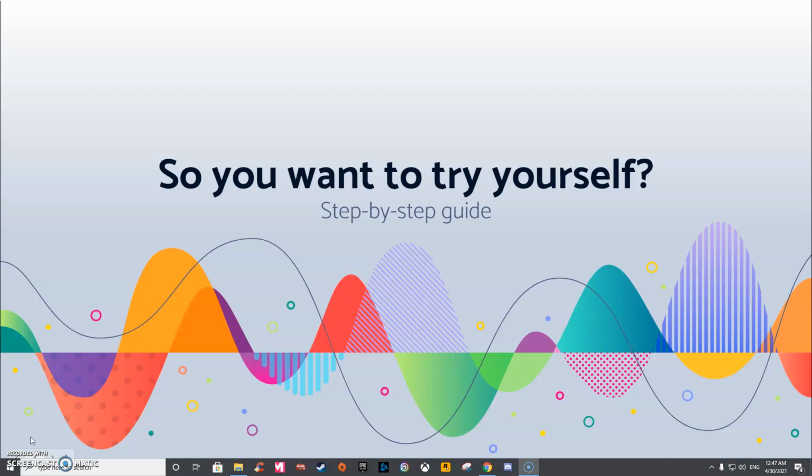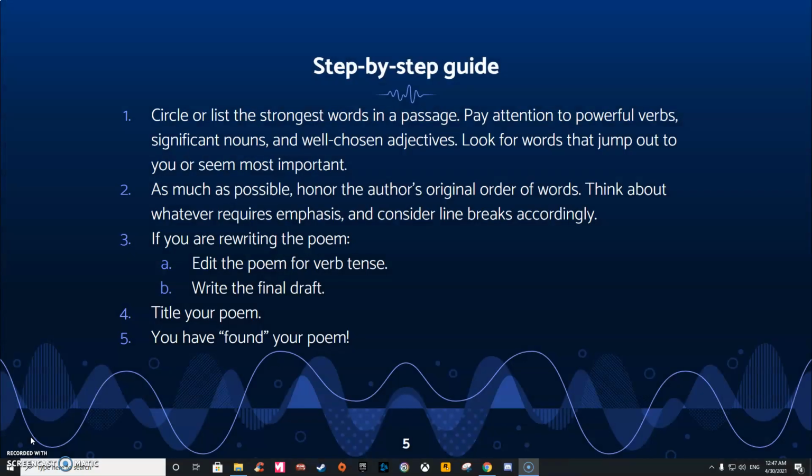So, you want to try it yourself? Here is our step-by-step guide. So first, we want to circle or list the strongest words in a passage. We want to pay attention to powerful verbs, significant nouns, and well-chosen adjectives. Really, what we should do is challenge our students to just look out for words that jump out to them or seem most important. So anything that seems to be interesting or the focus of the page, that's what we want to look for.